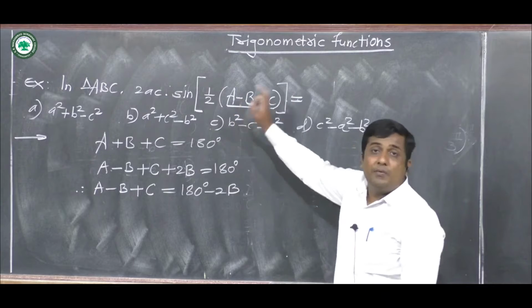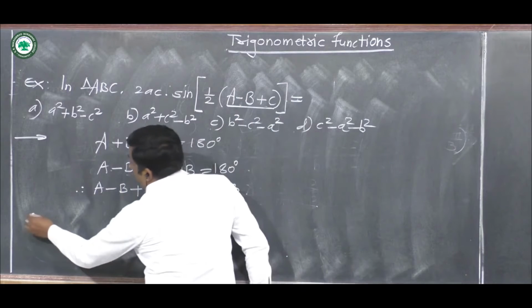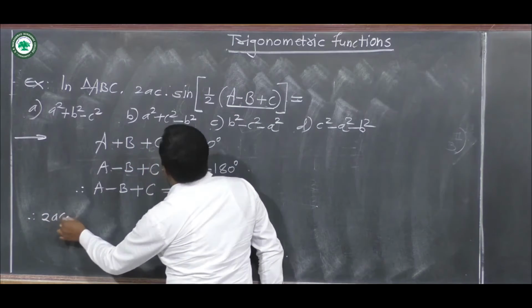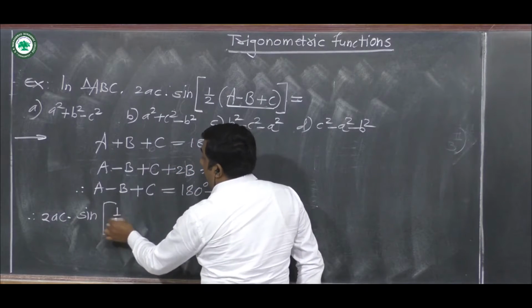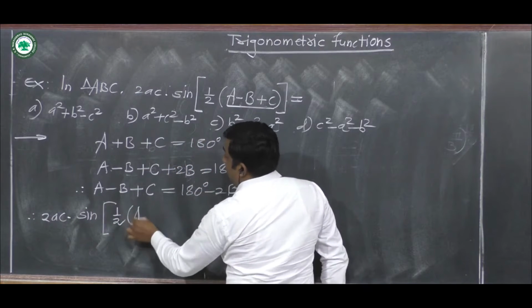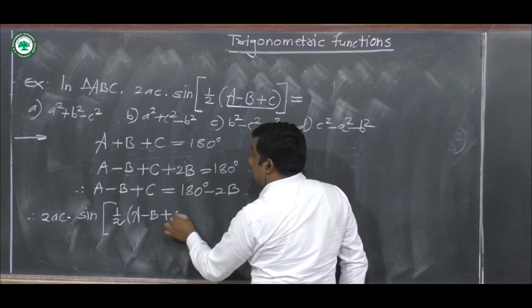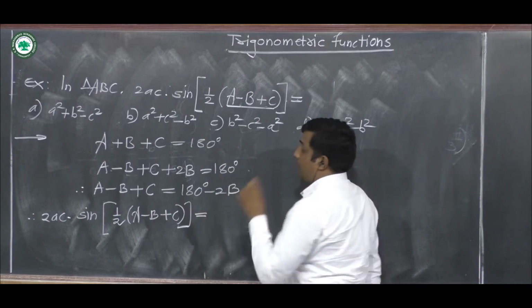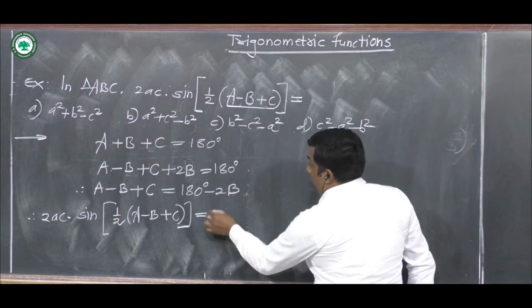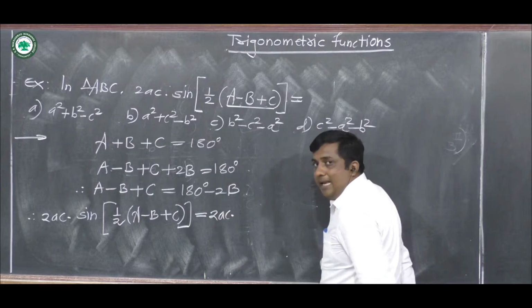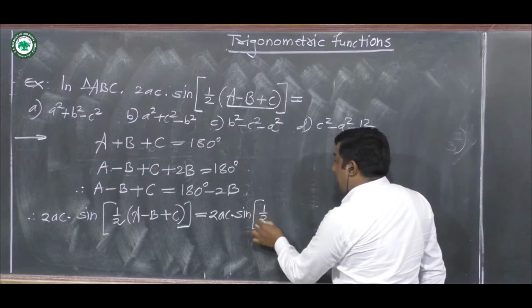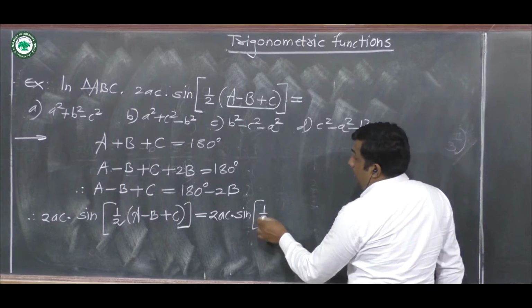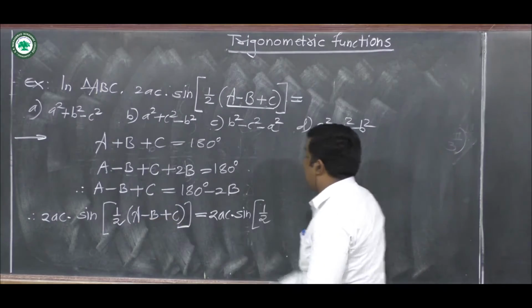Now we go with our given example. Given twice AC into sine of 1 upon 2 into (A minus B plus C), this is equal to twice AC as it is, then sine of 1 by 2 into (A minus B plus C) is what?